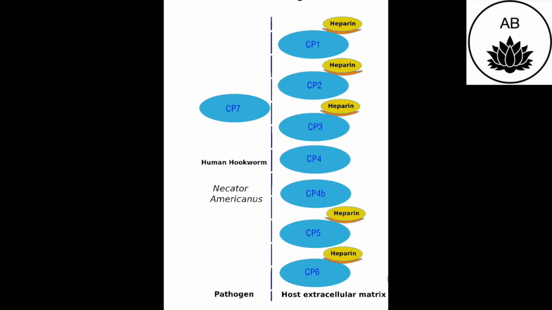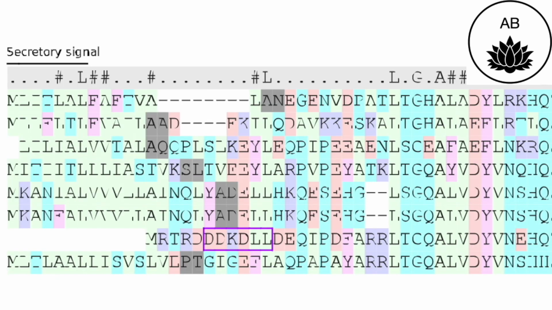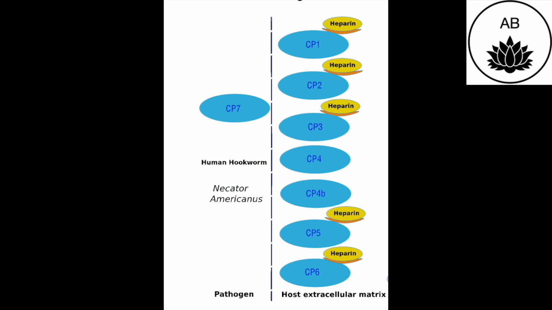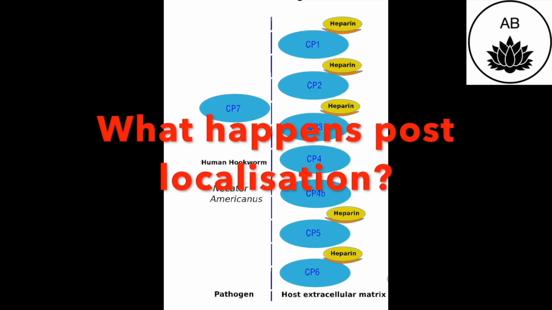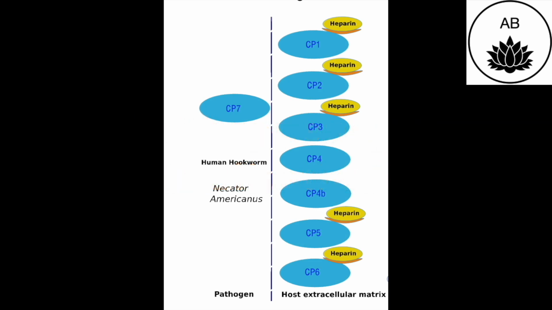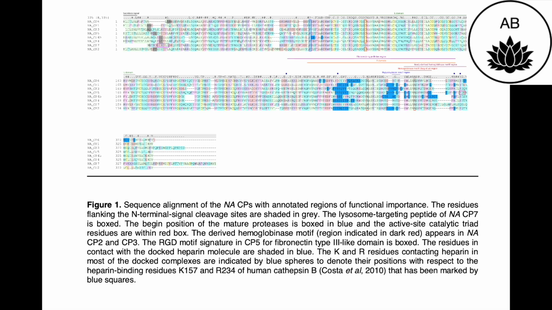The secreted proteins remain outside after the signal sequence is removed. Though localization precedes the modification in this case, after the modification, the cysteine proteases remain outside the pathogen. Now, what happens after the proteins are localized? Let's take a look at the alignment in figure 1.